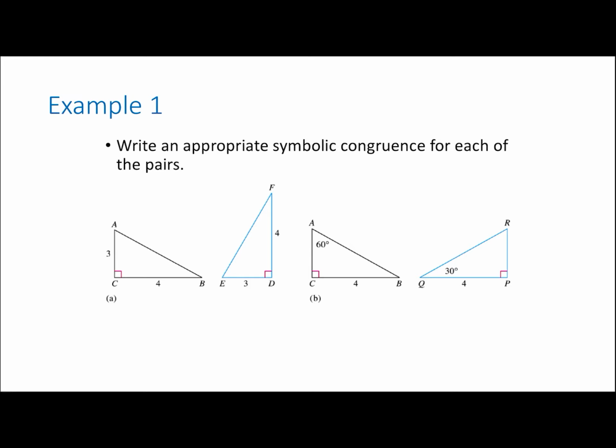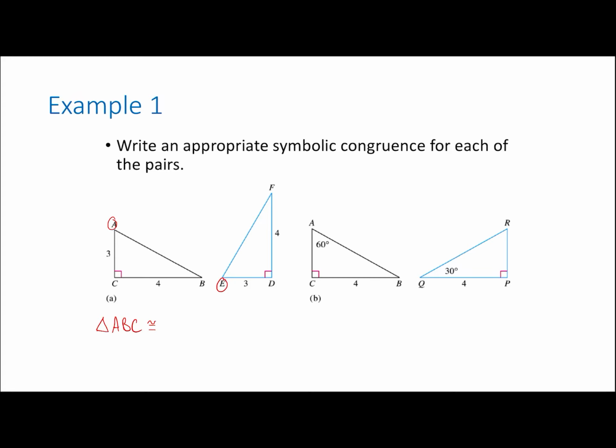All right, so what we're going to do is write an appropriate symbolic congruence for each of the following pairs. So for part A, we need to think about, okay, if we were to take this triangle in blue and rotate it and put it on top of the original triangle, we would call the original triangle ABC.